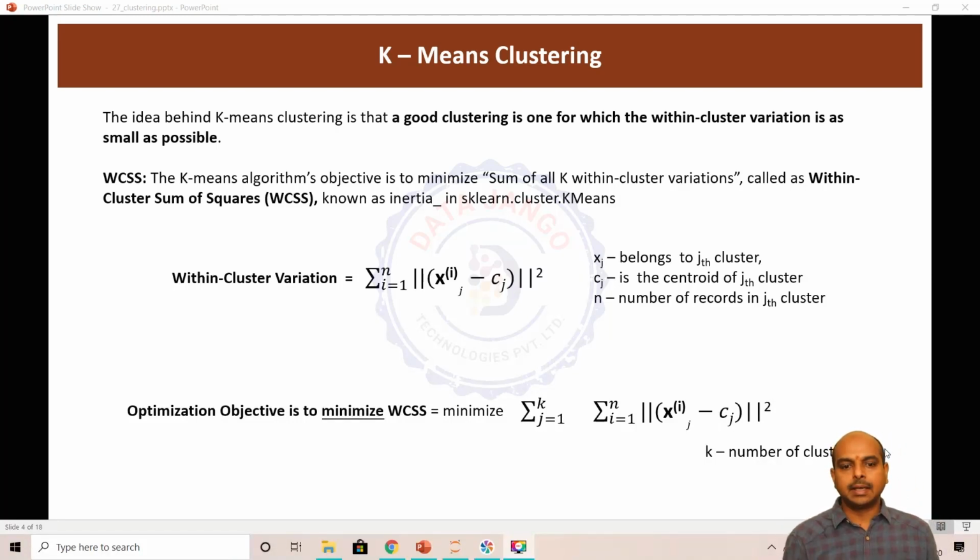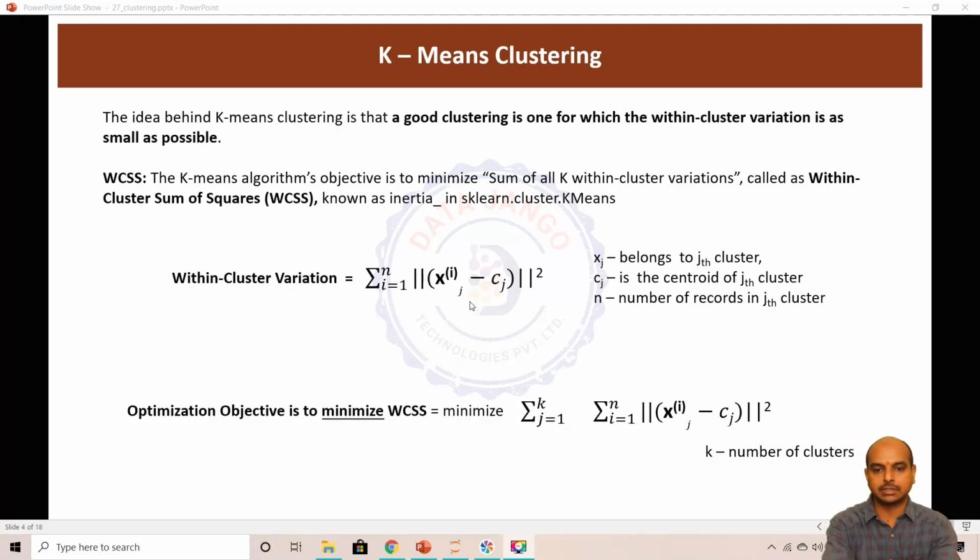How do we decide? By looking at within cluster sum of squares, a measure also called inertia underscore in scikit-learn. So what is within cluster sum of squares? The main objective of k-means clustering algorithm is to find out a cluster. A good cluster is one for which the within cluster variation is as small as possible.